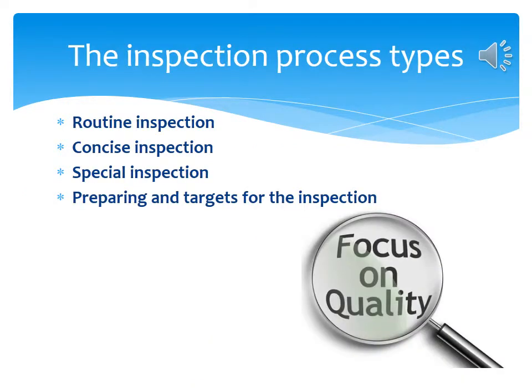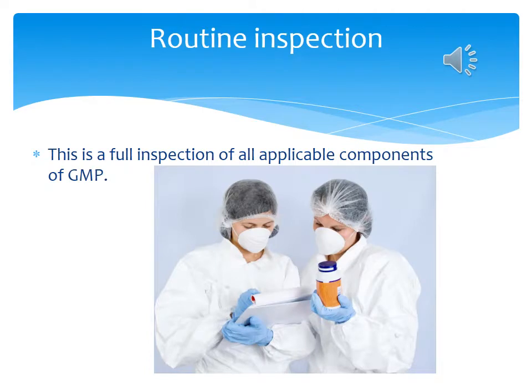The inspection process types: routine inspection, concise inspection, follow-up inspection, special inspection, preparing for the inspection, and targets of the inspection. Routine inspection. This is for inspection of all applicable components of GMP. It may be indicated when the manufacturer is recently established or the manufacturer requests a renewal of license to operate in the market.